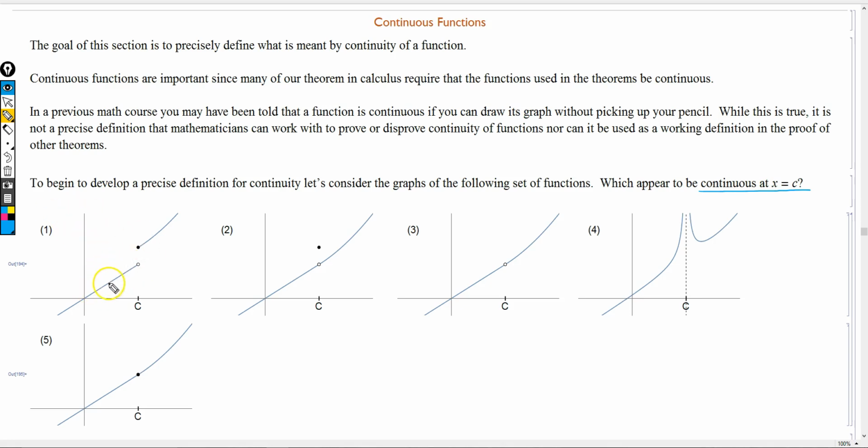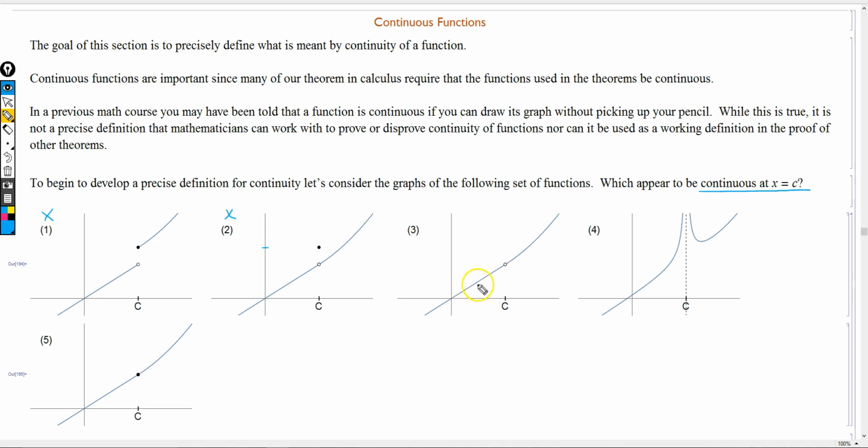So for number 1 here, notice if I try to draw the graph, I actually have to pick up the pencil and then move up to the black dot here and continue on. So this one does not look like it should be continuous at x equaling c. Number 2, same thing, I draw the graph here, and then I have to pick up my pencil, put that little black dot there. That's actually f of c right there on the y-axis if you move over. Then come back down and continue. So no, that one doesn't look like it should be continuous.